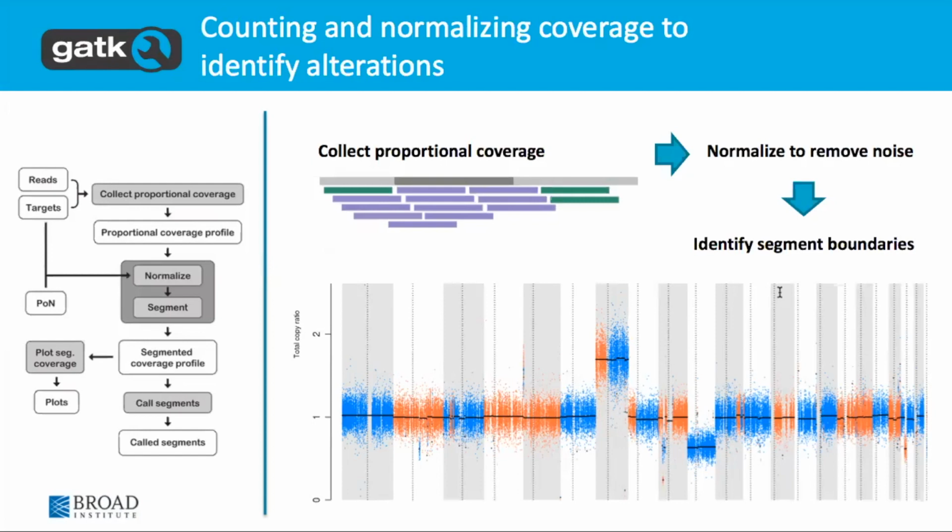The main step here is to denoise the coverage, to normalize the coverage, because especially for exome samples, if you just plot this coverage profile, you really will not have any signal. So the biggest concern is normalizing that. And finally, you have the segmentation step where you determine the boundaries of your events.